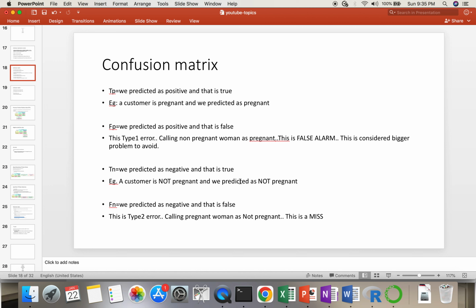True negative is when we predicted negative and that is true. That is, we predicted a person as not pregnant, and that is true. That means the customer is not pregnant in reality. That is a true negative case. And false negative is when you predicted negative and that is false. So you said the customer is not pregnant and that is false. So this is also called type 2 error, or it is also called a miss. You have missed the case.